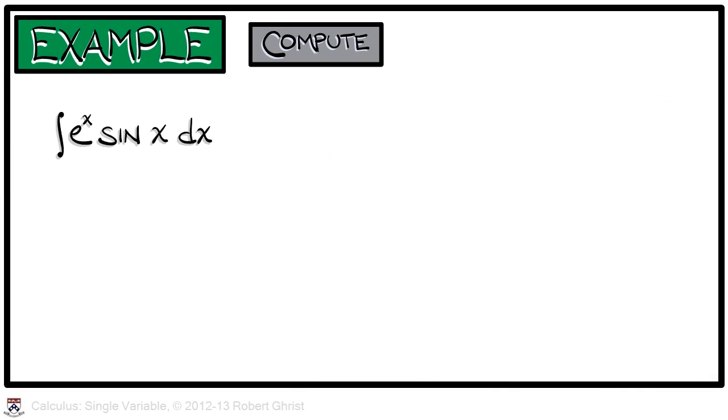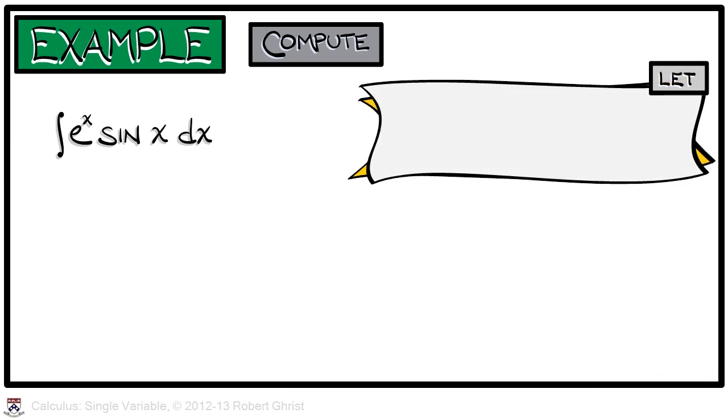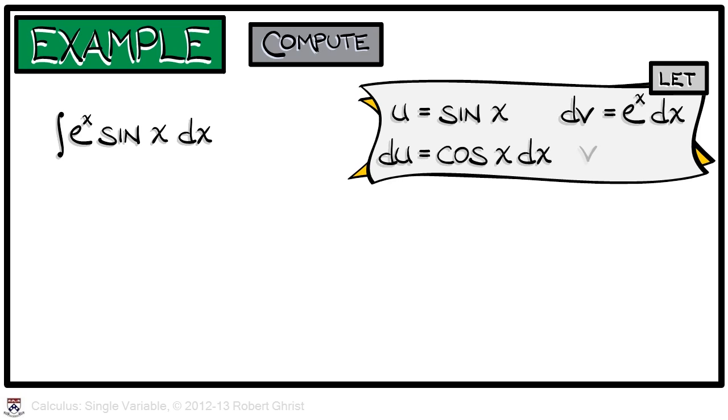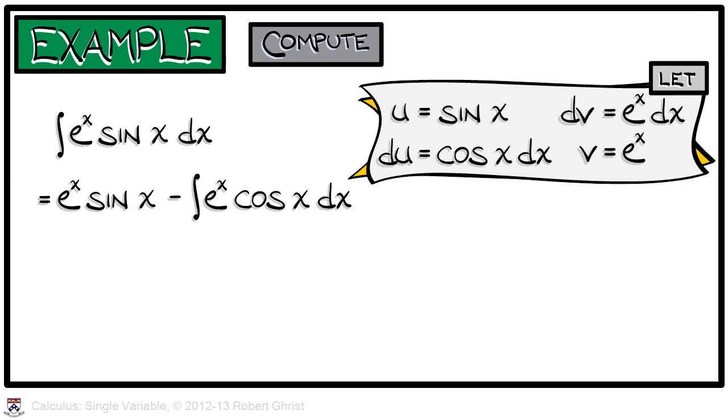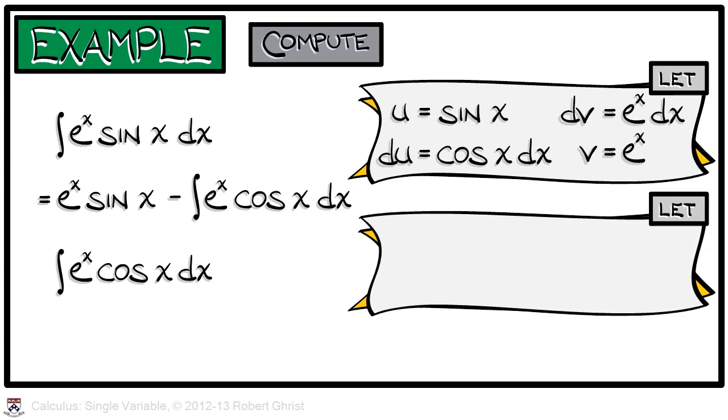Well, let's move on. Let's consider the integral of e to the x sine of x. Let's let u be sine of x, dv be e to the x dx. Computing du as cosine of x dx and v as e to the x yields, by the integration by parts formula, e to the x sine of x, that's u times v, minus the integral of e to the x cosine of x dx. Well, again, this looks like one of those situations where this formula did not simplify things. However, we should not give up.